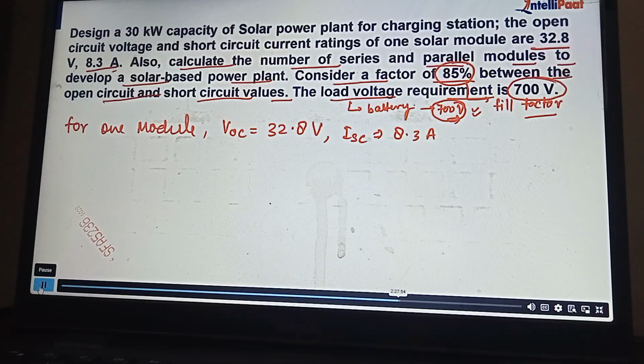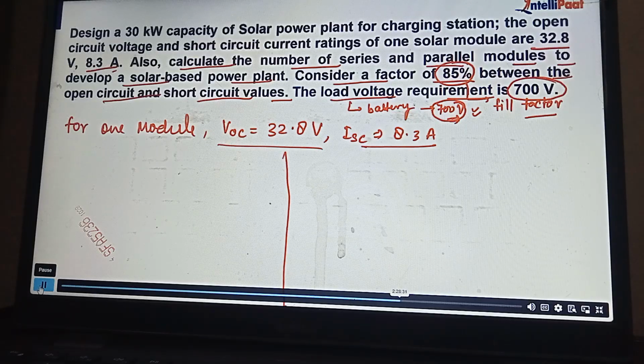Now to calculate VMP, that is really important. How do we calculate it? Sir, 21 panels in series. 21 panels in series, yes, very good. And five panels in parallel. Almost five in parallel, yes, you are very correct. So for one module, VOC is 32.8 and ISC is 8.3 amps.